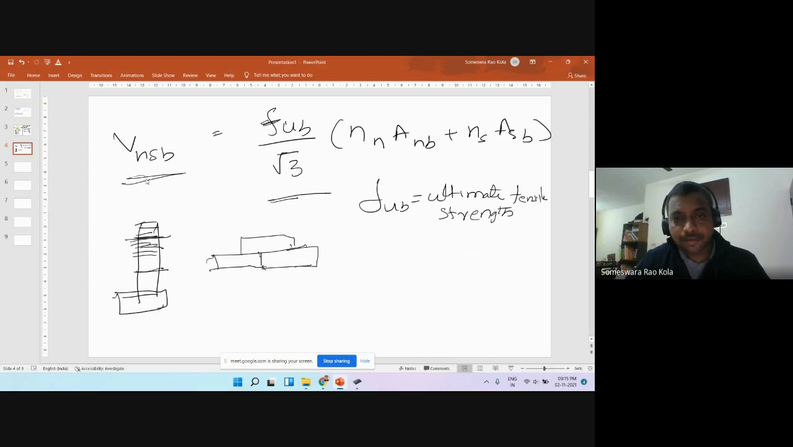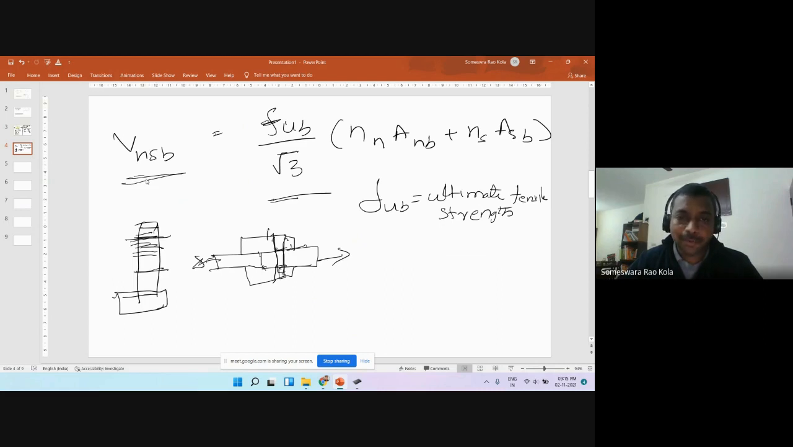Now I have two cover plates. I have a bolt. Can someone tell me what kind of shear mechanism is going to act here? How many shear planes will there be when you have loading like this? Two, sir. Okay, so there will be one here and one here.